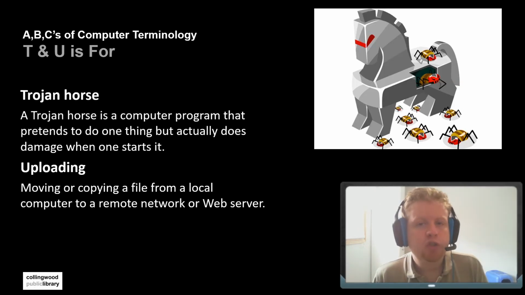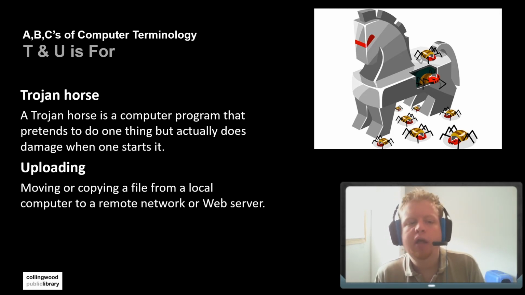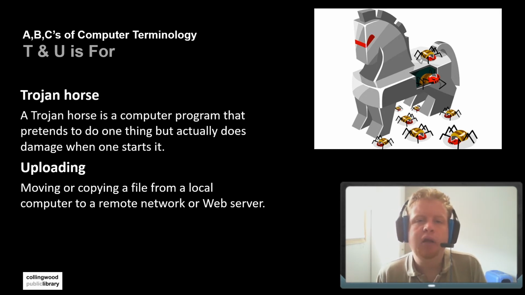T is for Trojan horse. So basically this is a program that will pretend to be something else. So this could be something that looks like a fun, exciting video game, or it could be a program that says it's going to do our tax return. But once we download it and we actually click on it, it's going to do something different.